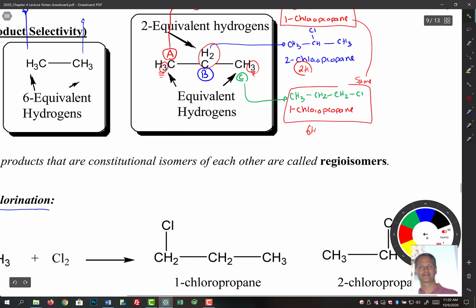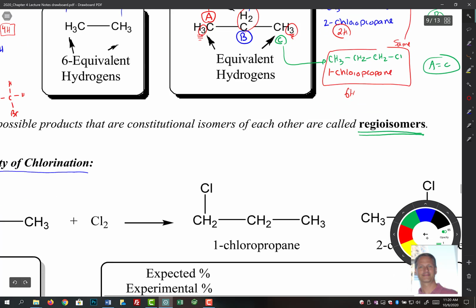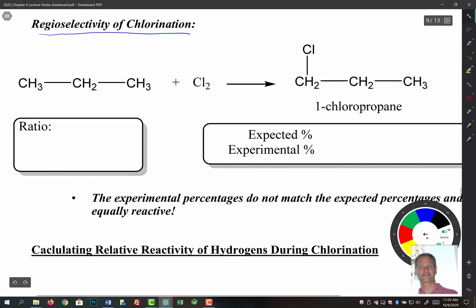Now, by the way, because we can put a chloro group either at position A or really B, right? A and C are equal to each other. We can get 2 different outcomes. And those outcomes differ by where the chloro group is. So they're called regioisomers of each other. Now, let's look at the regioselectivity of chlorination.